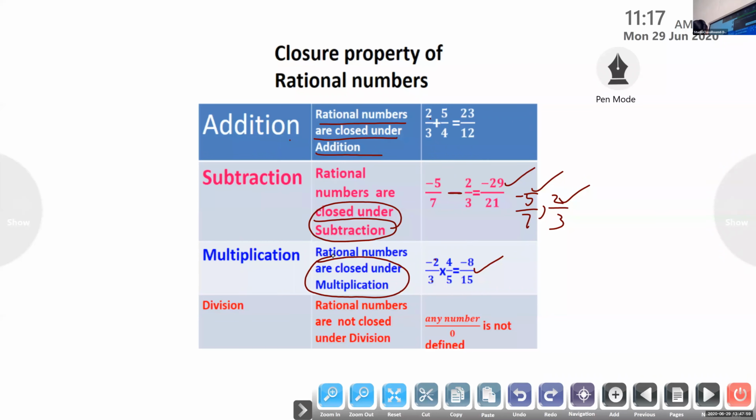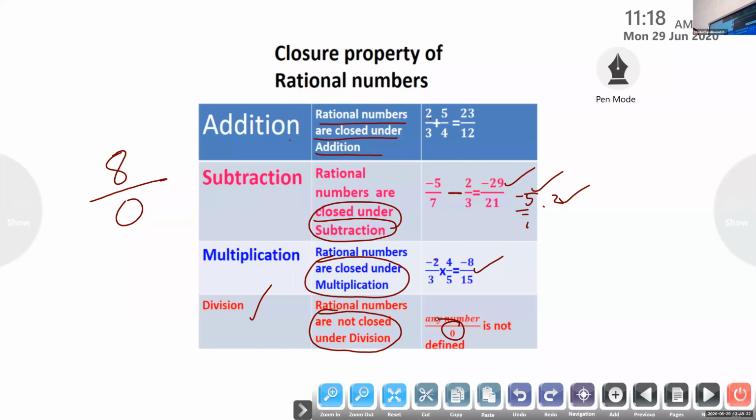Okay, now we will check division. Division: 8 by 0. 8 is a rational number. 0 is also a rational number, since 0 can be written as 0 by 4. But 8 by 0 cannot be divided; it is not defined. So we cannot say that rational numbers are closed. Rational numbers are not closed under division, only because of the 0.